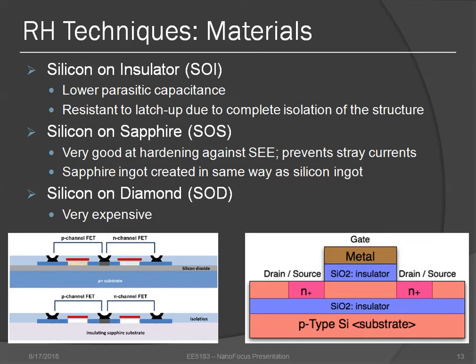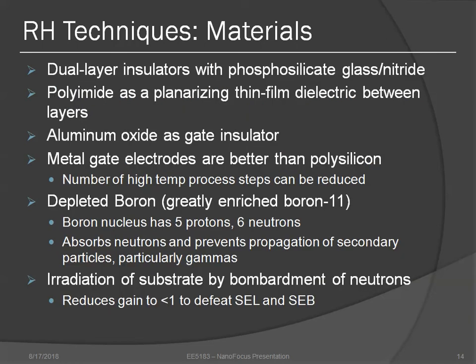And then just to mention, silicon on diamond is also a promising substrate due to its high thermal conductivity and insulating characteristics, but of course, as you probably are already thinking, it's very expensive, almost to the point of being not too realistic. So these substrates harden against SEE effects, but they don't have much of an advantage over TID.